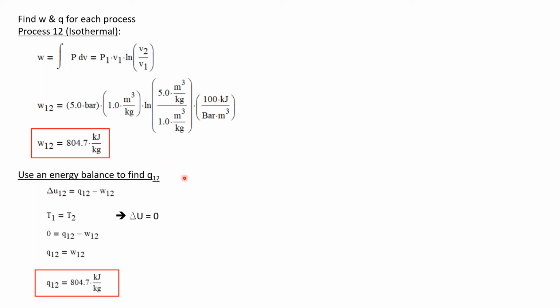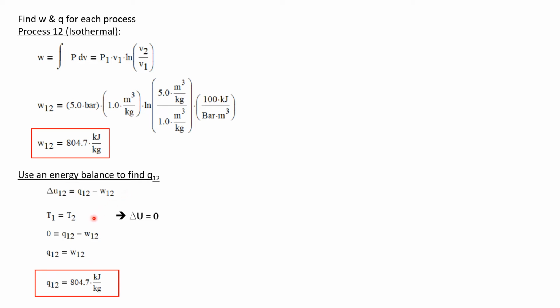Now we can use energy balance on process 1-2 to find the heat transfer. We can write that the delta u is just q minus w, all of these terms for process 1-2. And notice that we use a small u, a small q, and a small w, indicating that those expressions have been divided by the mass.